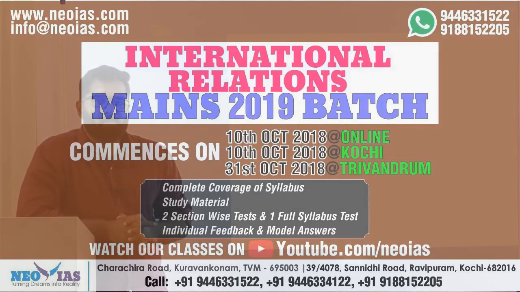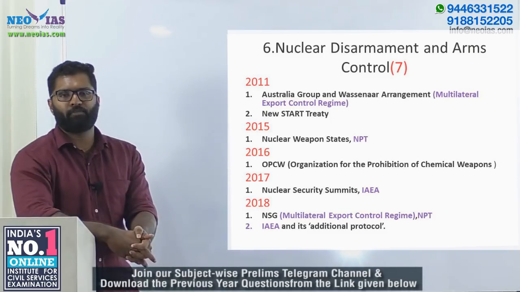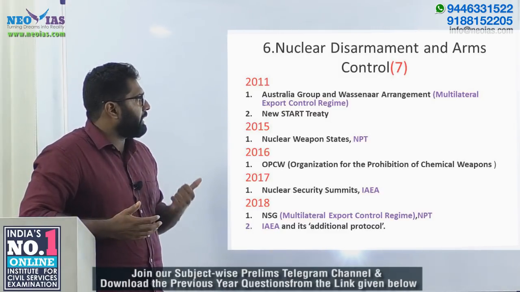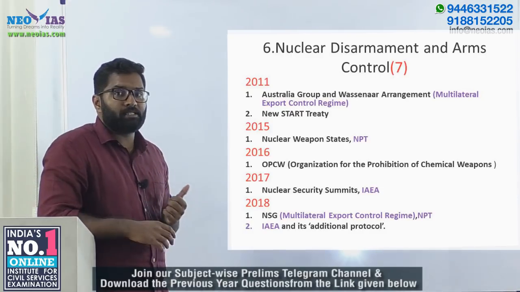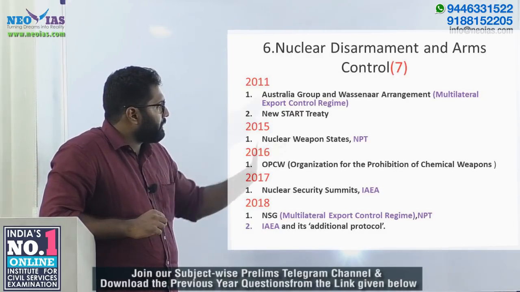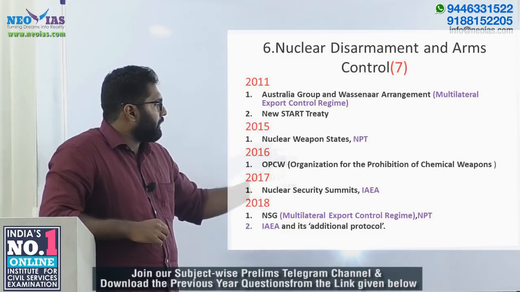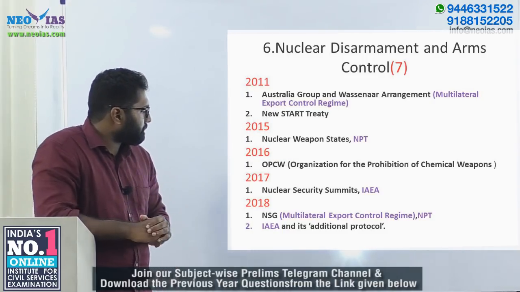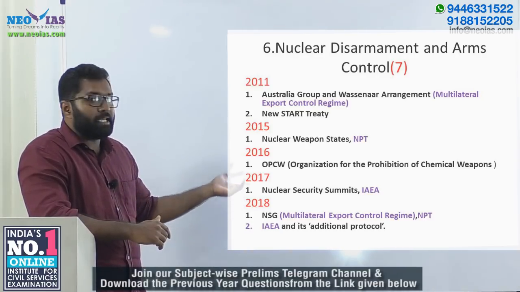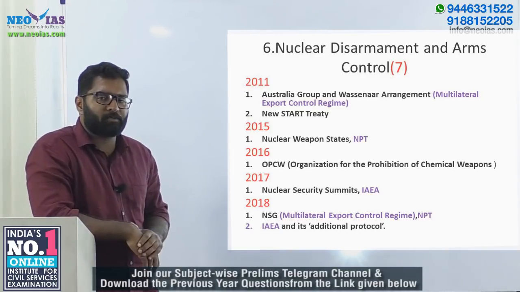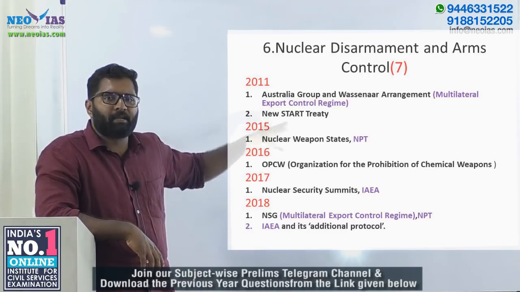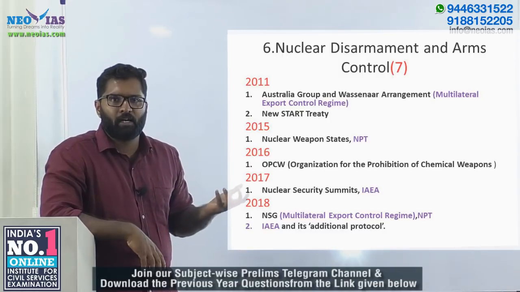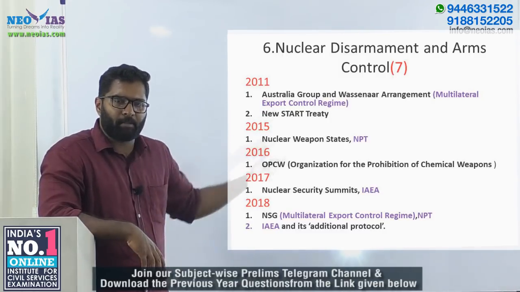Nuclear disarmament and arms control. This is again a favorite area of UPSC, and a total of 7 questions have been asked so far. This is one of the areas where the questions or concepts are getting repeated, be it the Non-Proliferation Treaty, the International Atomic Energy Agency, the multilateral export control regimes, or NSG membership, which falls under the multilateral export control regimes. So the concepts are getting repeated, which implies that an aspirant can easily fetch marks if one holistically prepares these topics.